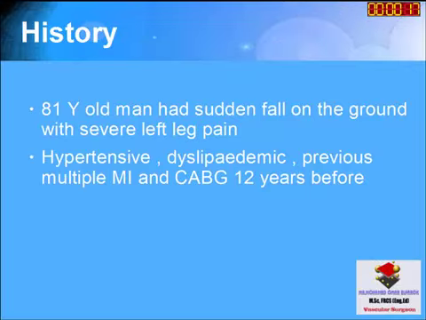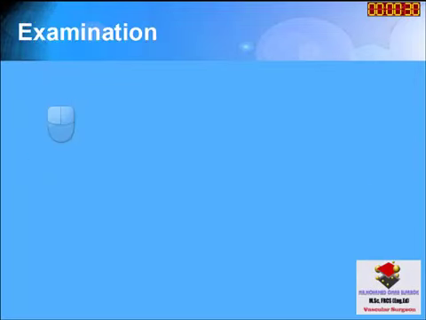This is an 81-year-old patient with sudden fall on the ground who had severe left leg pain. He is hypertensive, dyslipidemic, previous MI, and he had CABG 12 years ago. And notice here that his age is 81.